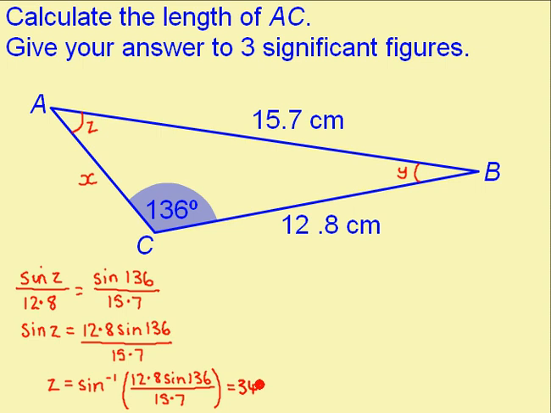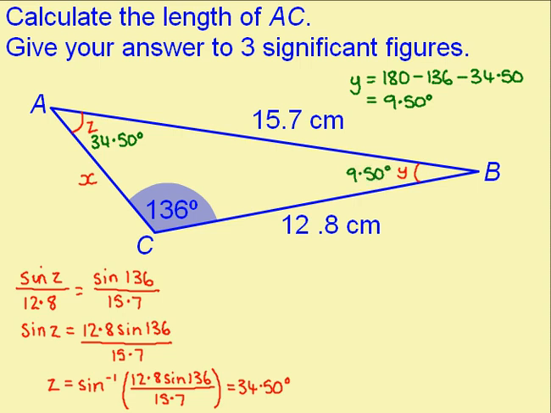I get the answer 34.50 degrees. I've rounded this to 4 significant figures because I want my final answer to 3 figures. So I now know that angle Z is 34.50 degrees. The next thing I want to find is the size of angle Y, and I'm going to use the fact that the 3 angles in the triangle must add up to 180 degrees. So Y will be 180 minus 136 minus 34.50. I get the answer 9.50 degrees, so this is the size of angle Y.